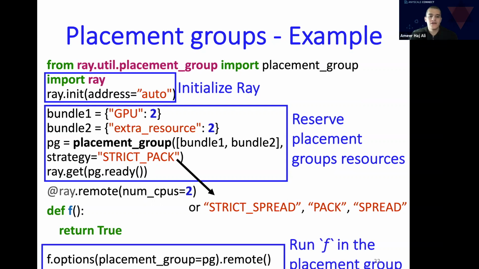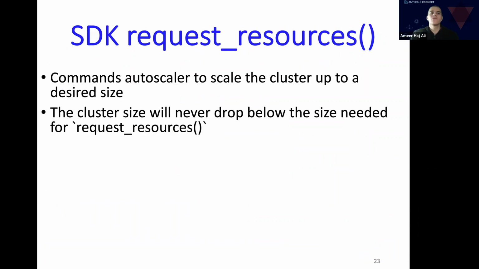And then finally, we schedule F in this placement group by calling f.options remote, and this will run F inside this placement group. And this placement group will live as long as your application is running, and you can always run things in this placement group. And finally, we have the newly introduced SDK request resources. It basically commands Autoscaler to scale the cluster up to the desired size.